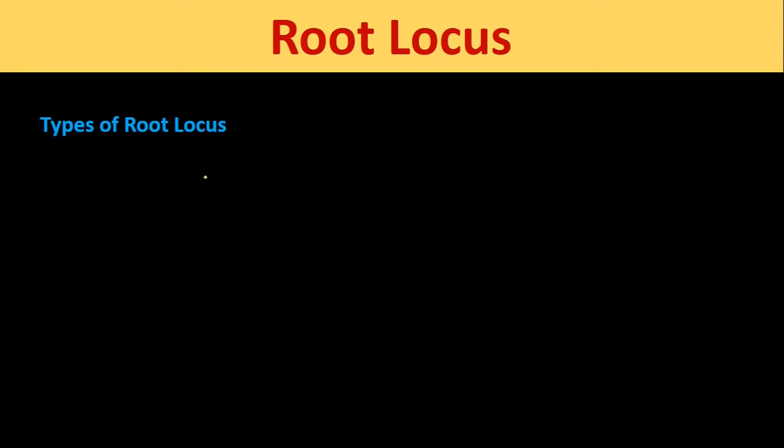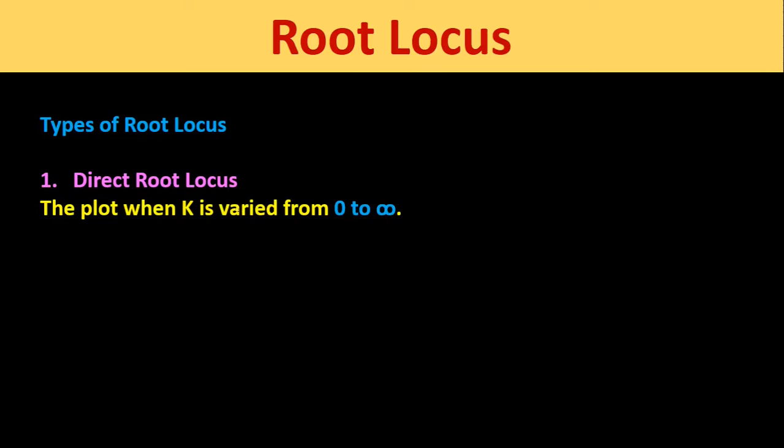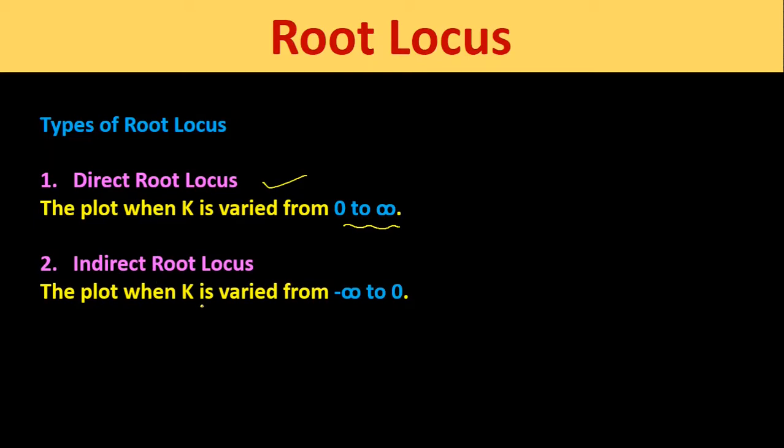Next is types of root locus. There are two types of root locus. First one is direct root locus. If K is varied from 0 to infinity, the plot is called direct root locus. And second one is indirect root locus. If K is varied from minus infinity to 0, then the plot is called indirect root locus. Usually direct root locus is used unless mentioned. So in this chapter we only study direct root locus.